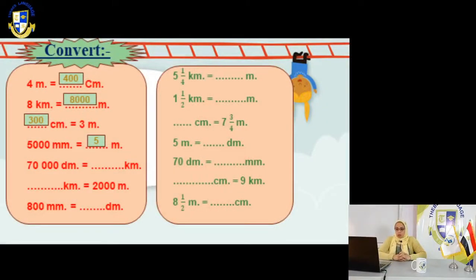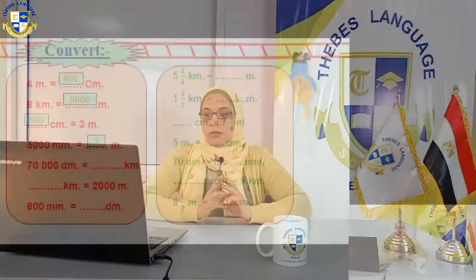70,000 decimeter equals how many kilometer? Also here we will convert from small to big. So we will divide from deci to kilometer. From deci to kilometer, here we have 10 and here we have 1,000. So we will divide by 10,000. It will be 7.